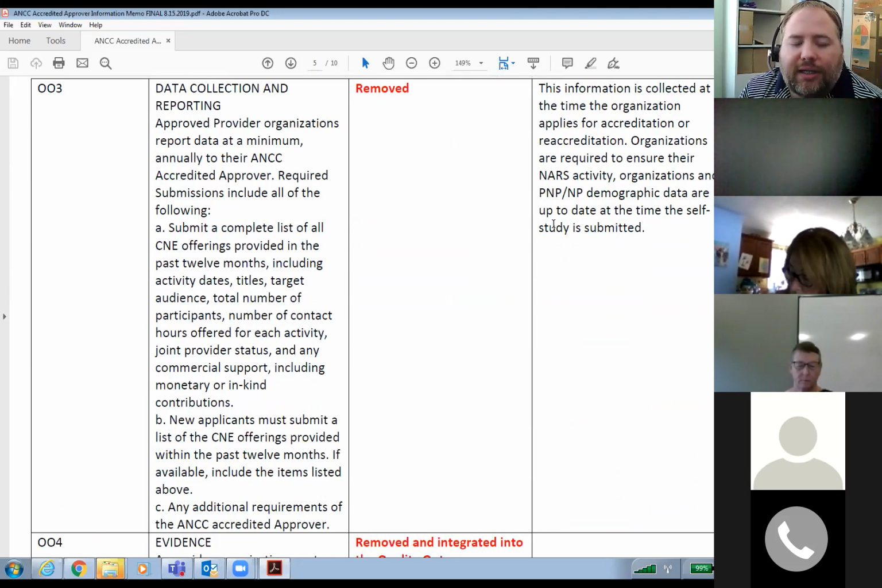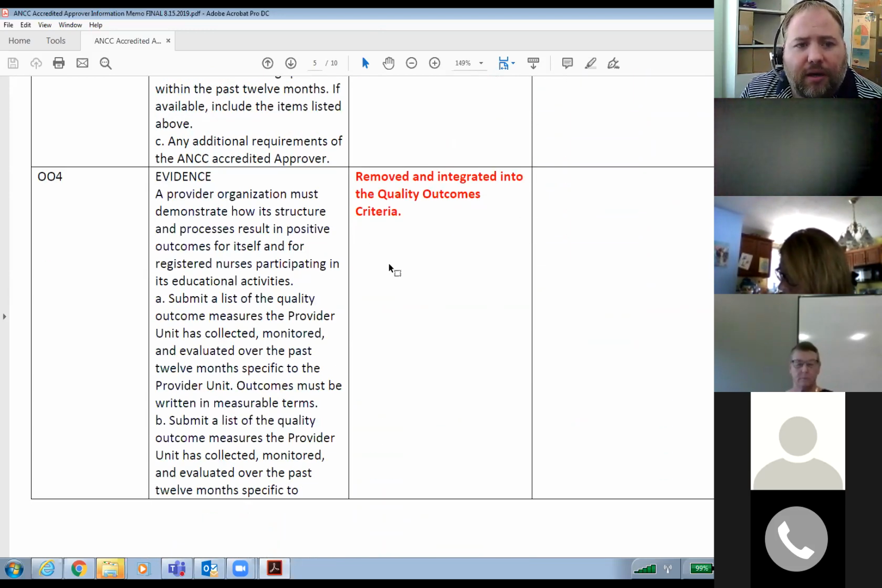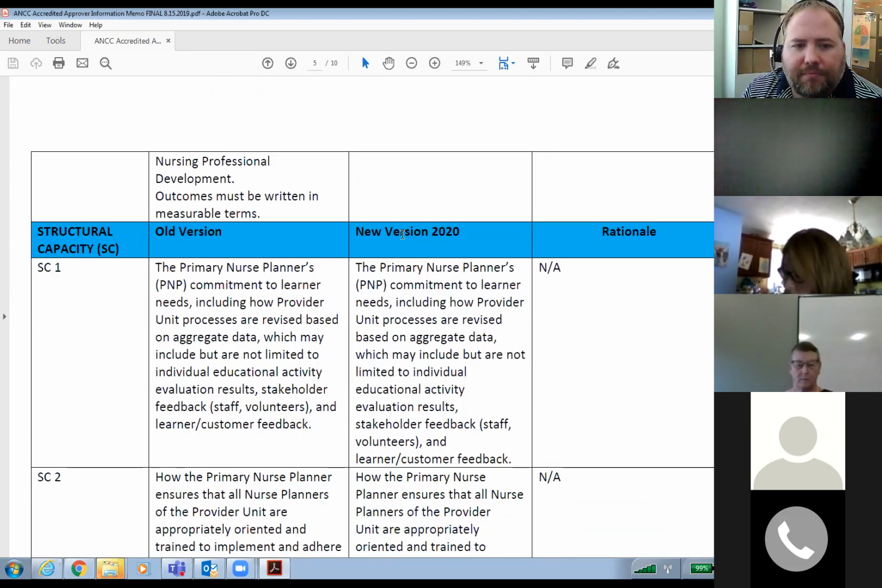003, the data collected and reported, we removed that. You can find that information in their NARS report, and you are able to pull that yourself. So instead of making them go in and download a file that's so hard to read, you can just pull that data from NARS yourself as the NPRL. And then 004, A and B was integrated into quality outcomes, which we'll get to in just a minute.